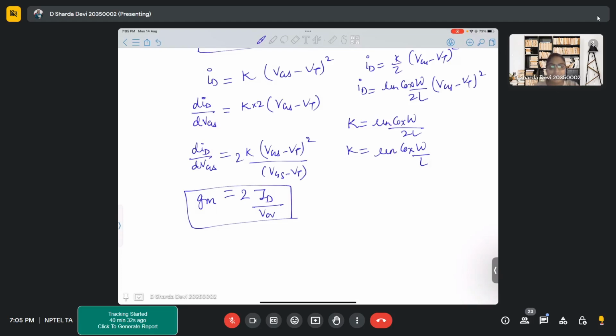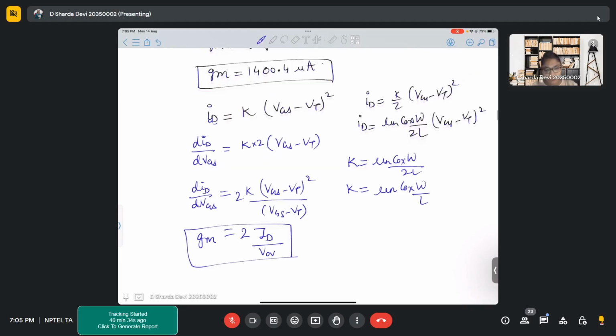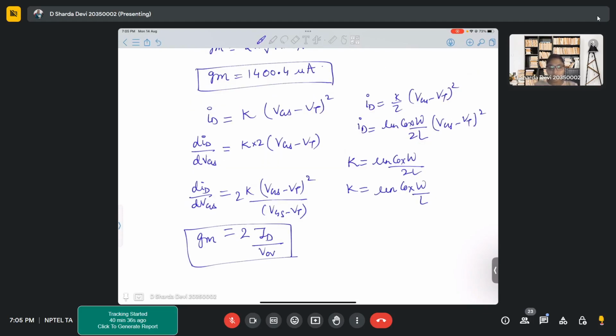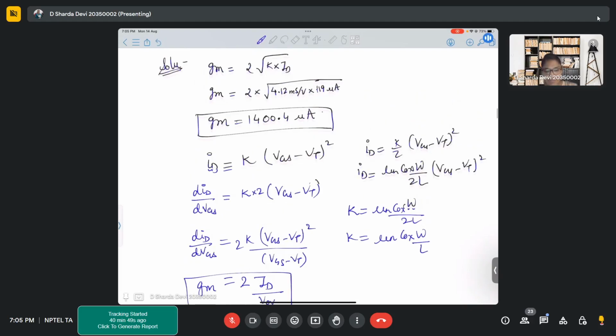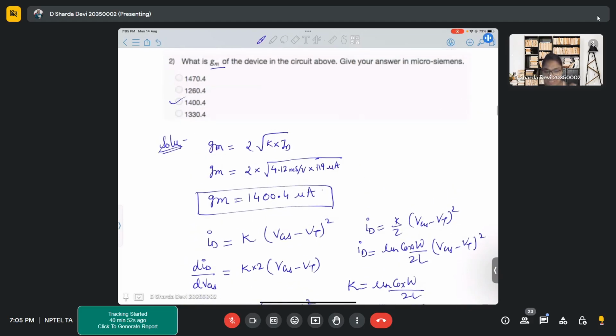Okay, sure. Because what I feel is that the question you are solving, which is giving us 1400 micro-siemens for gm, has the same options mentioned in our assignment also, but the ID and K are different values. If K and ID are different, then you will get a different gm. But the options are exactly the same, as given in our assignment.